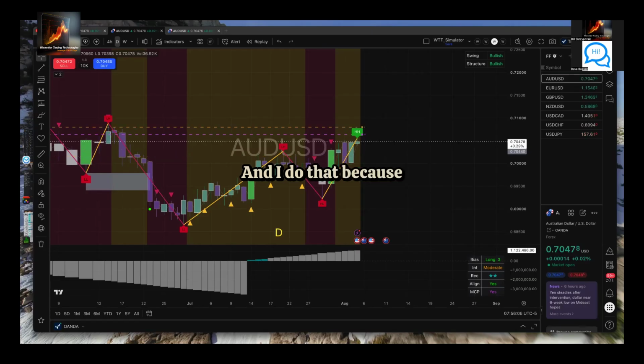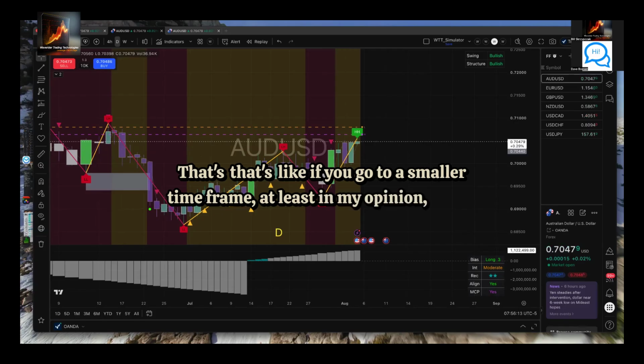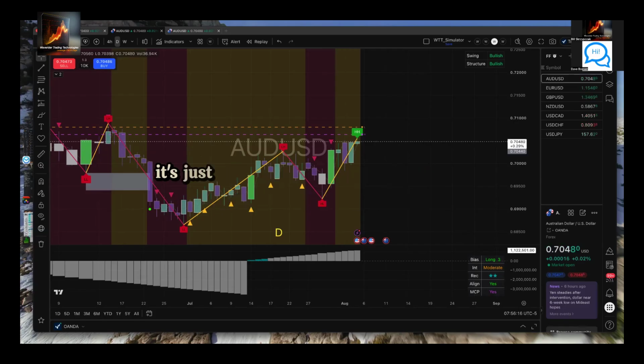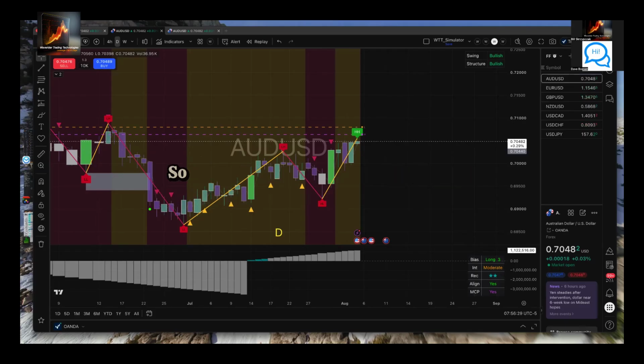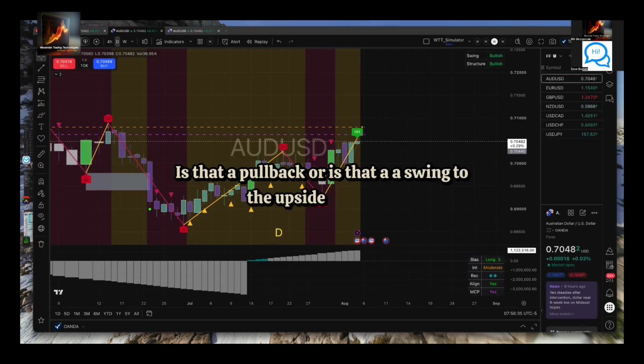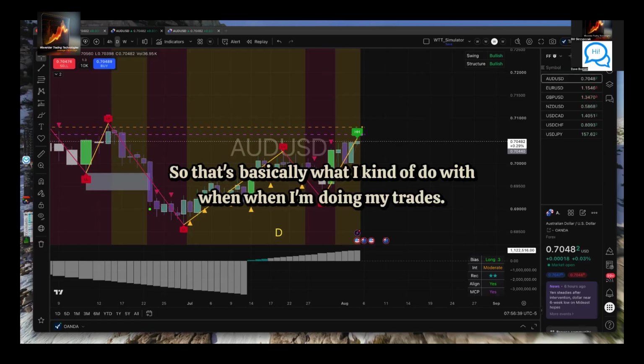I do that because, at least in my opinion, if you go to a smaller time frame, it's just about when you should execute your trade. Is it in a slight pullback right now, or is it making a move? If you're going short and it's maybe in a long phase right now, is that a pullback or a swing to the upside? That's basically what I do when I'm doing my trades.